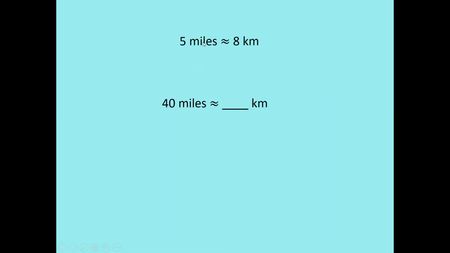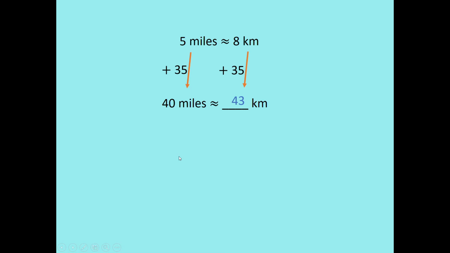So if 5 miles is about 8 kilometres, 40 miles must be about how many kilometres? How am I going to solve this? See if you can have a think and unpause when you're ready to hear the solution. Can I just add 35 to both of them? Because 5 add 35 is 40. So if I do 8 add 35, is that going to give me the correct answer? Is it about 43 kilometres?